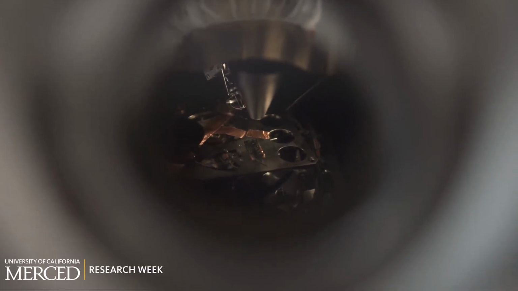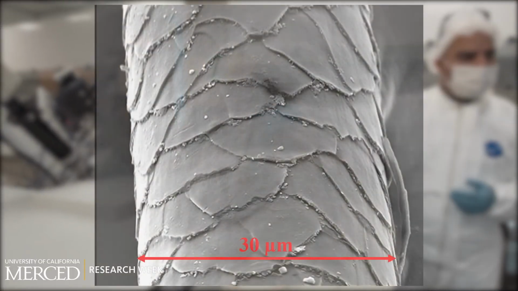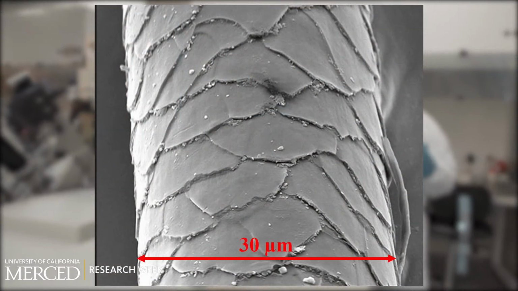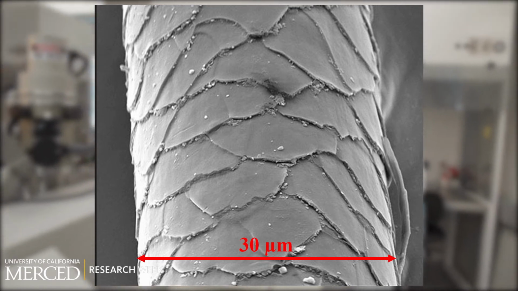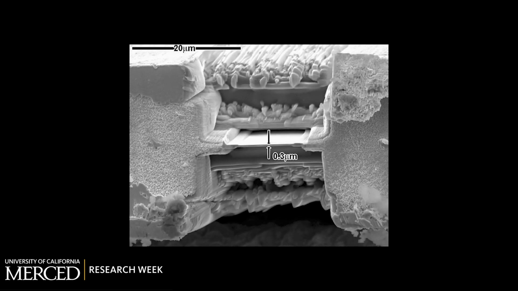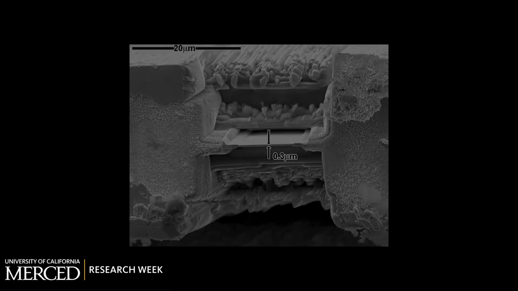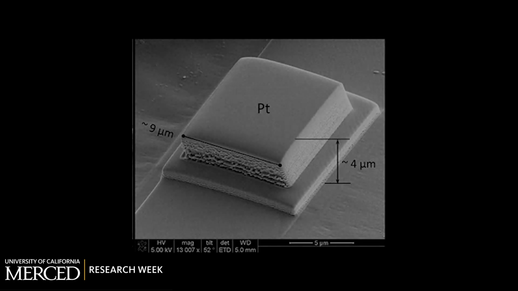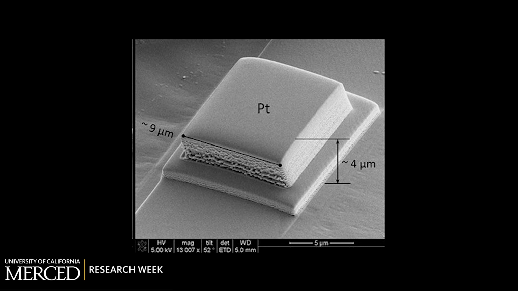To give you an idea of what micrometer means, here is a FIB image of human hair, which is about 30 micrometer in diameter. Then this is an image of device etched with FIB, and you can see the features are patterned with a thickness of 0.3 micrometer. And this is an image of platinum deposited using FIB. The height of deposited platinum is about 4 micrometer.